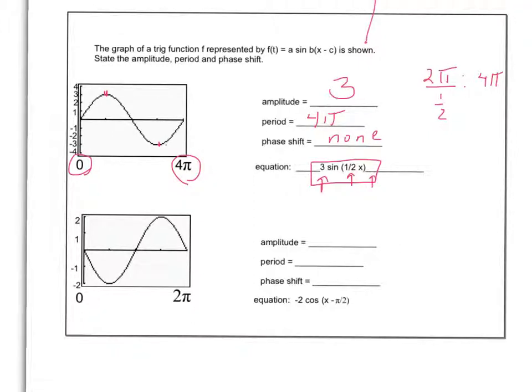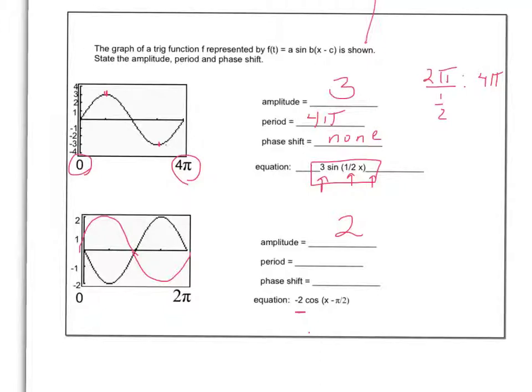In the second one, our amplitude is 2 because of the -2 in front. And what the negative does, if you remember, it flips it over the x-axis. So the original cosine would have been flipped this way.